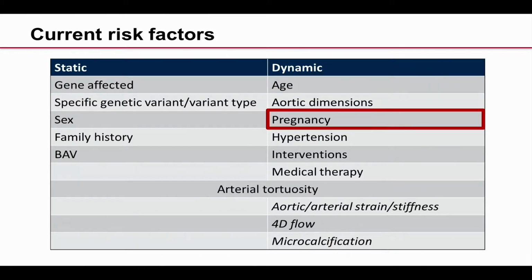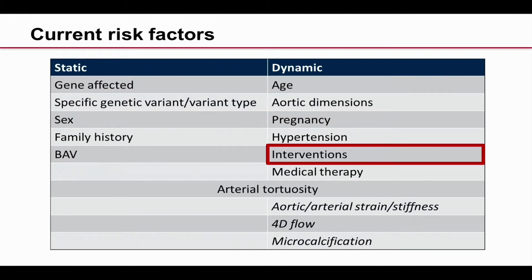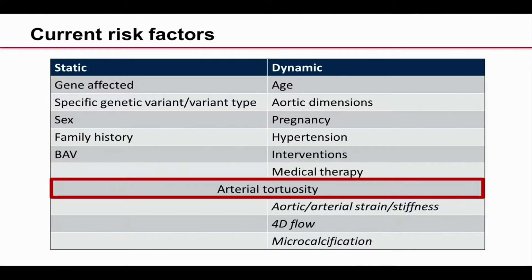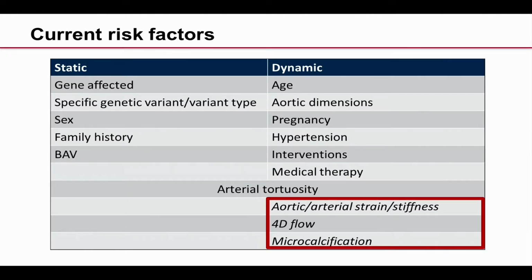Obviously aortic dimensions, pregnancy, hypertension. Interventions, obviously they're getting a valve-sparing root replacement. Even if they have a type A dissection, a distal ascending dissection, they're not going to have the same risk as someone who has not had that. Medical therapy, in which we alter the rate of dilation, arterial tortuosity, which I'm going to talk about, and then some more novel predictors.